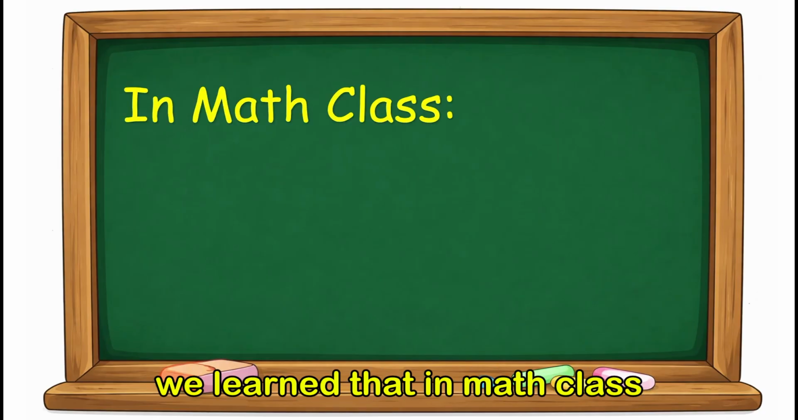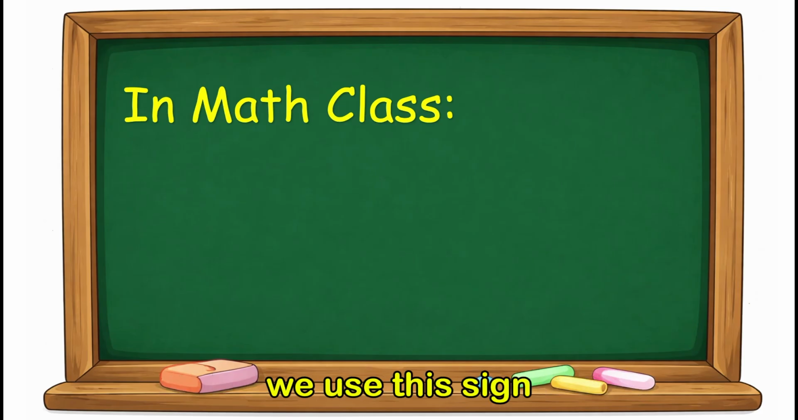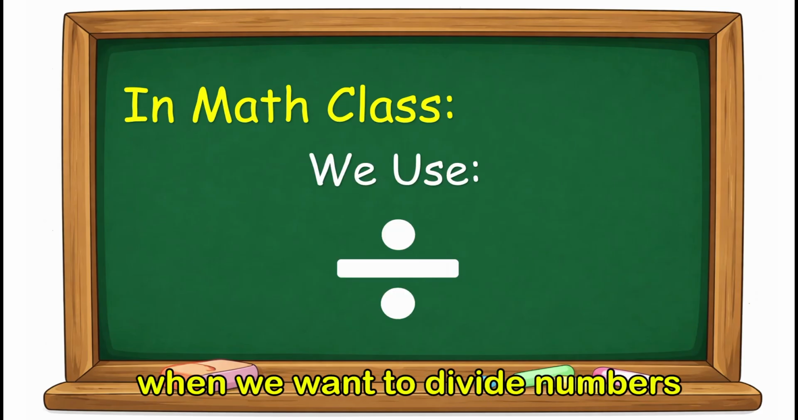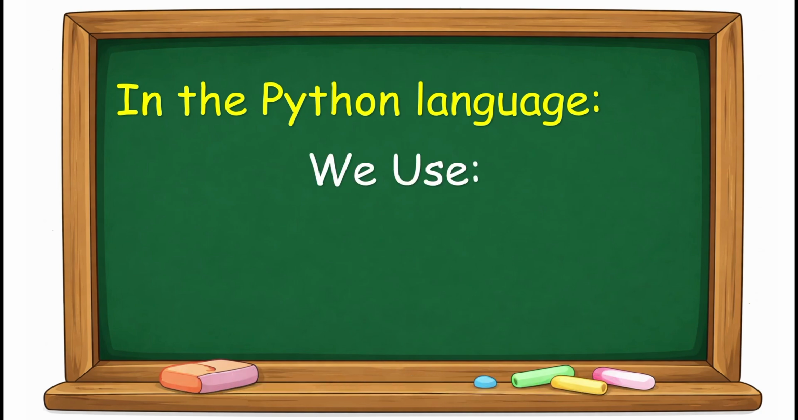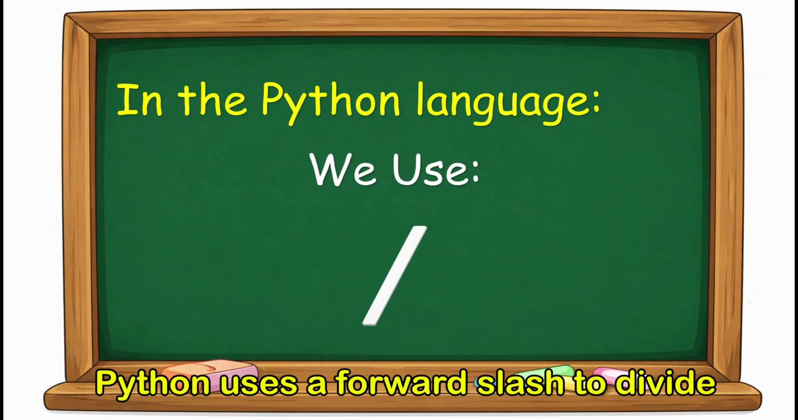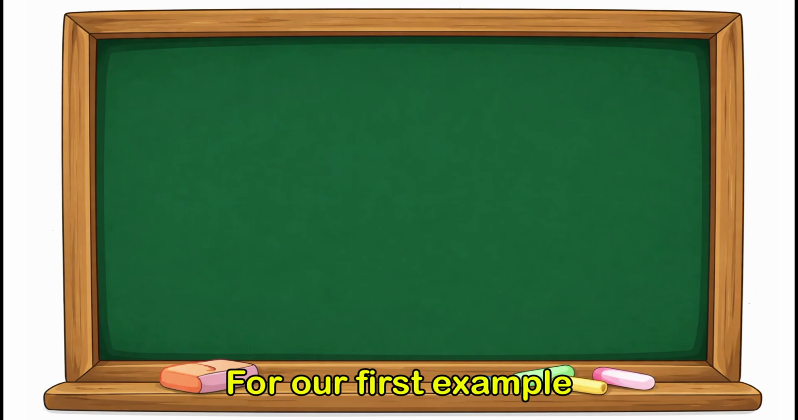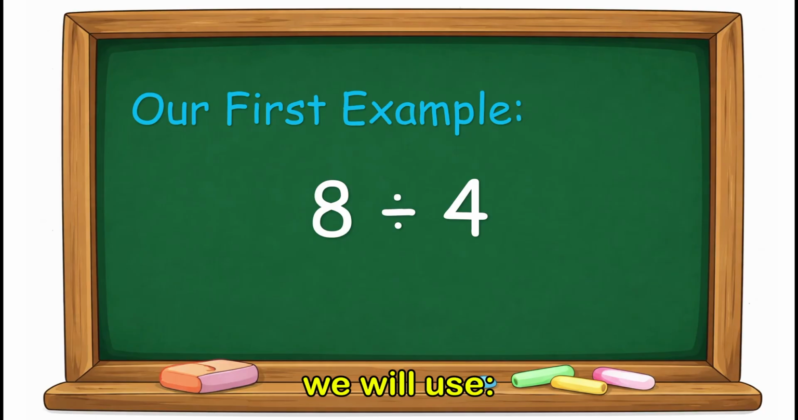Last time, we learned that in math class, we use this sign when we want to divide numbers. And in the Python language, we learned something new. We learned that instead of that math sign, Python uses a / to divide. For our first example, we will use 8 divided by 4.